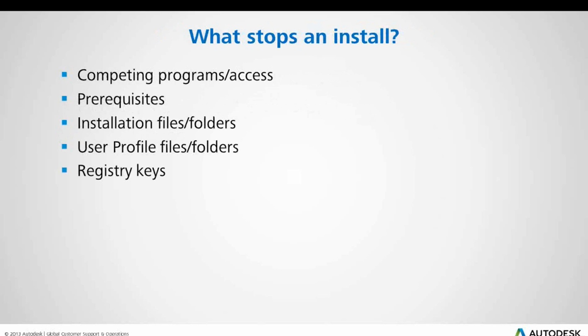But what can stop the install from working? Well, there's a number of things that can do it. We'll dig into these in more detail in later slides, but we'll run through them quickly here. First, competing programs or access. Usually this is something like user account control, things that can prevent the installer from having the rights, the permissions, that it needs to accomplish what it's trying to do.